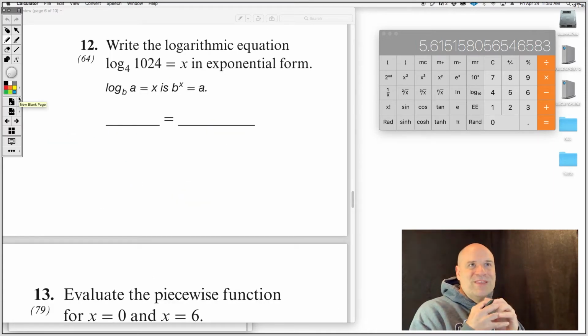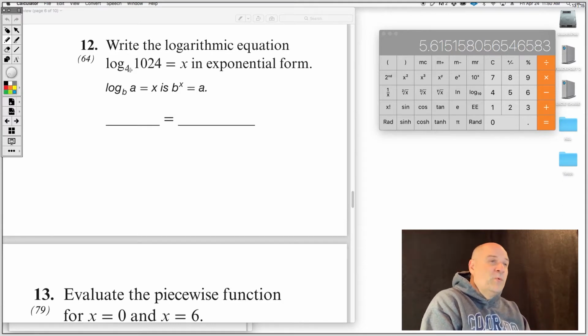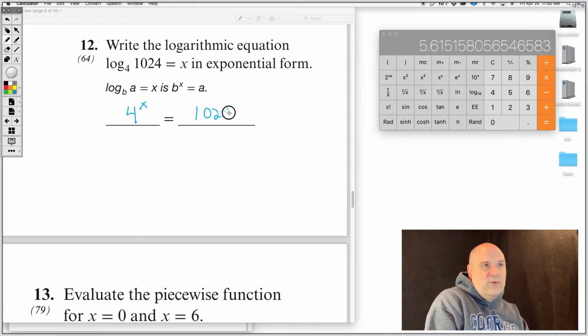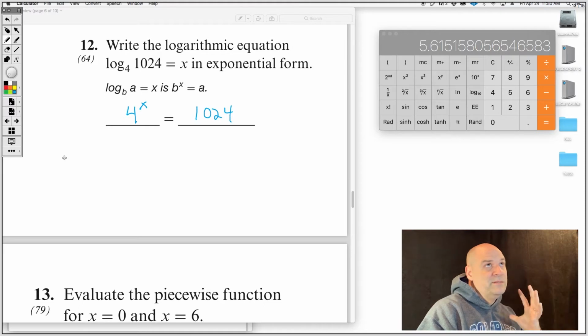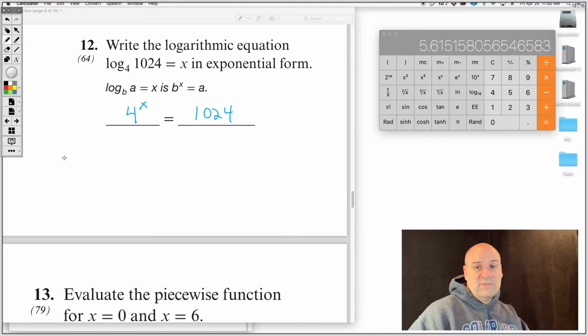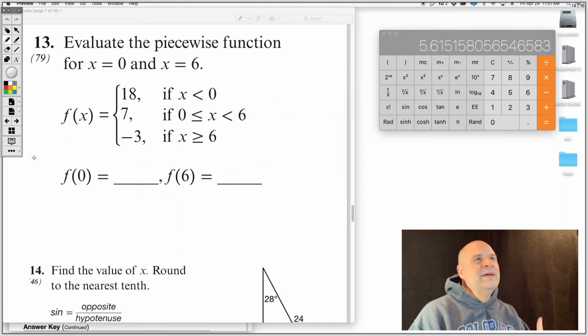All right, number 12, logarithmic equation. How exciting. We're just going to write this in exponential form. Remember that log base 4 of 1024 equals x. That means what exponent do you apply to 4 to get 1024? So basically this is 4 to the x equals 1024. You could probably solve that. 4 to the third power is 64, so 4 to the fourth power would be 256, and then 1024 is 4 to the fifth, so x equals 5. But you're not asked to do that. You're just asked to write the logarithmic equation in exponential form. So boom, you're done.